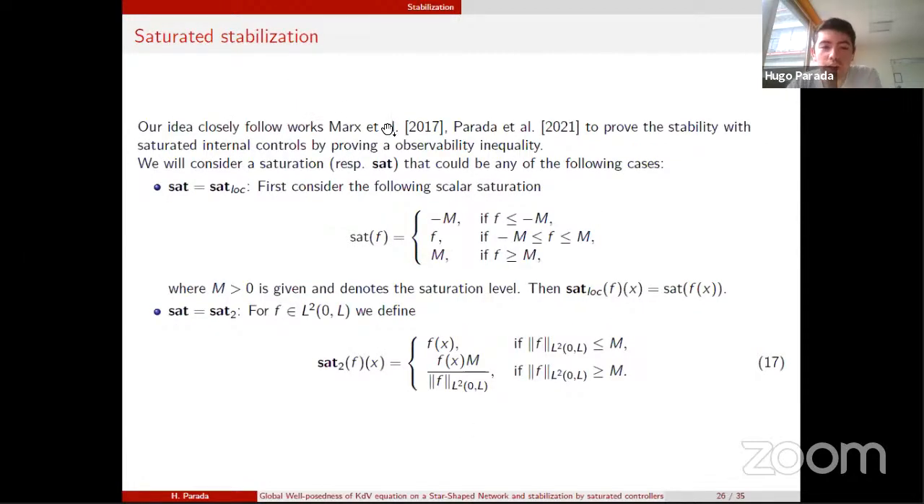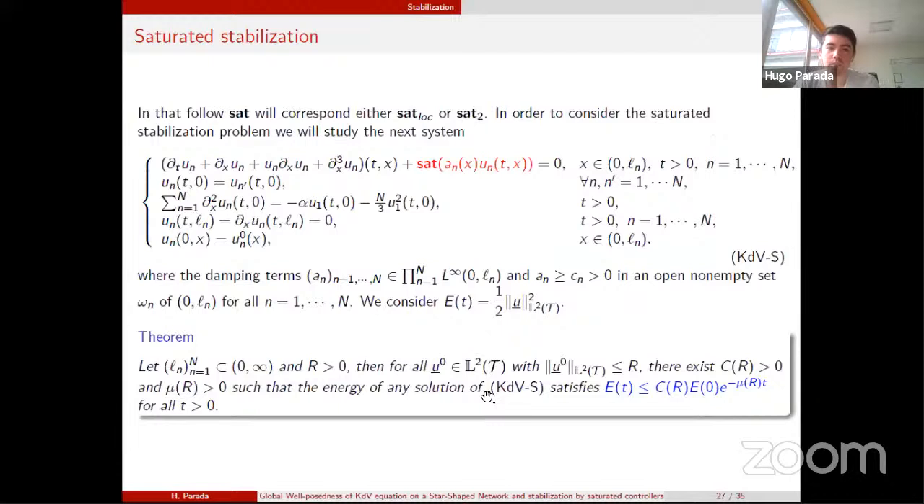So our idea will be to follow this work, which studies saturation for a single KdV, and this work on the stabilization of KdV in a network, to prove the stability of our equation using saturated internal controls. In particular, we are going to show only the observability inequality. As you have the observability inequality, you can derive the exponential stability classically. We are going to consider the following saturations, which are the same as those studied there: this local saturation, and this saturation in the L2 norm.